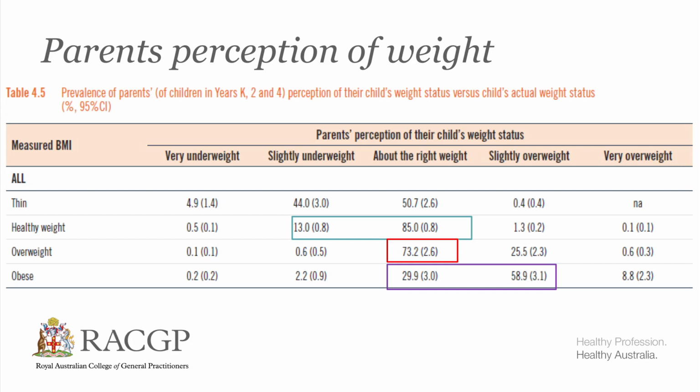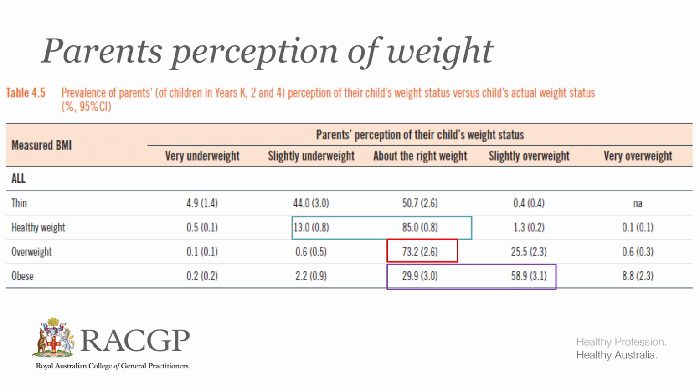The first thing we could see was that about 85% of parents of children who were in the healthy weight range were able to correctly perceive their child to be about the right weight. Those who didn't perceive their child to be about the right weight actually thought their child was slightly underweight, at about 13%. The second interesting point was that in children that were above a healthy weight, only 73% of parents perceived their child to be about the right weight, which really highlights for us in practice how we can approach this topic with parents, as not all parents are perceiving a problem.